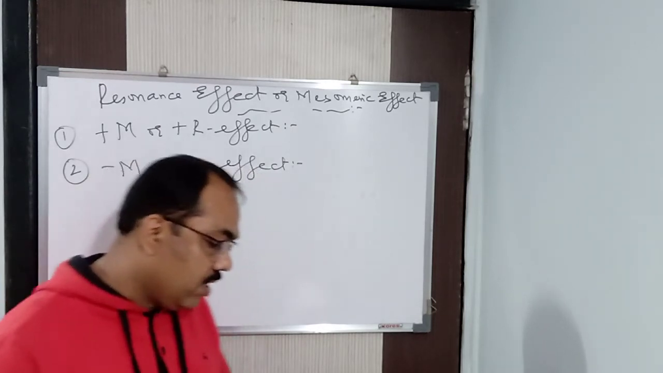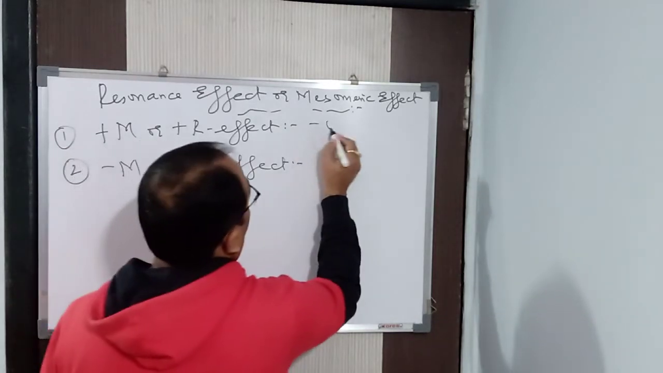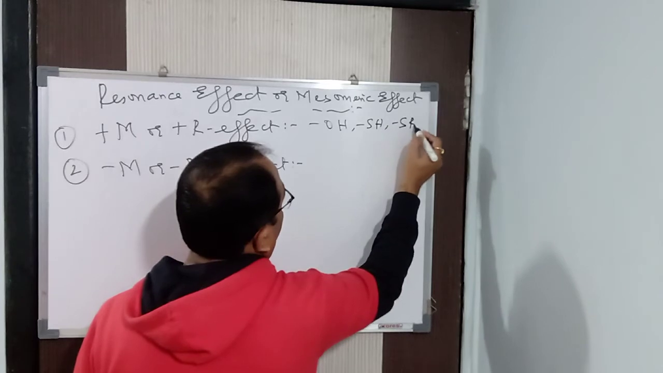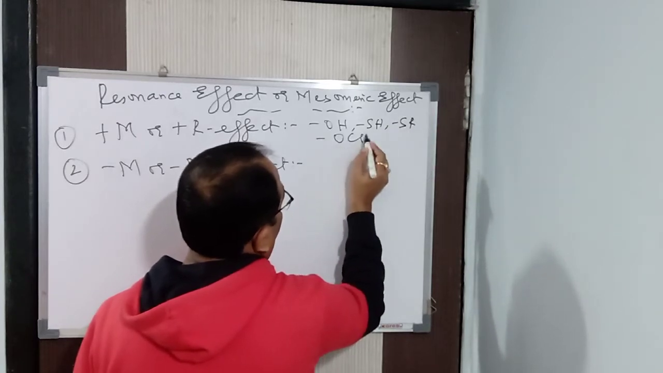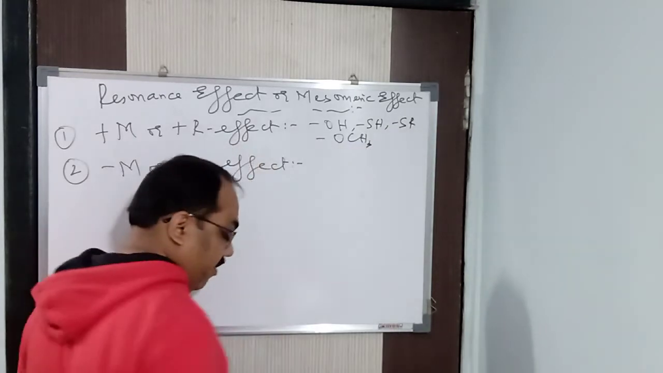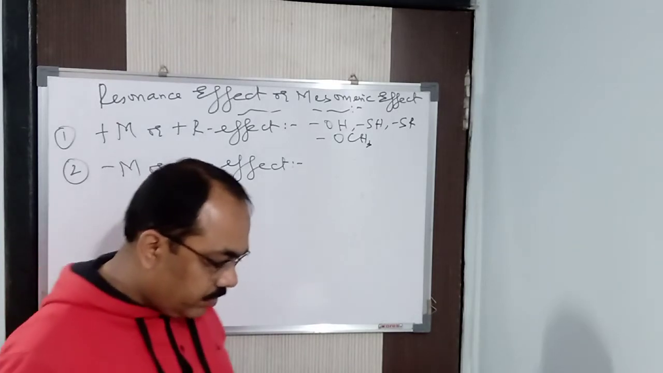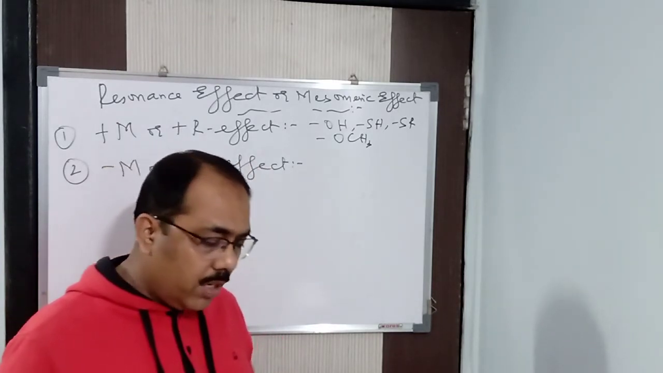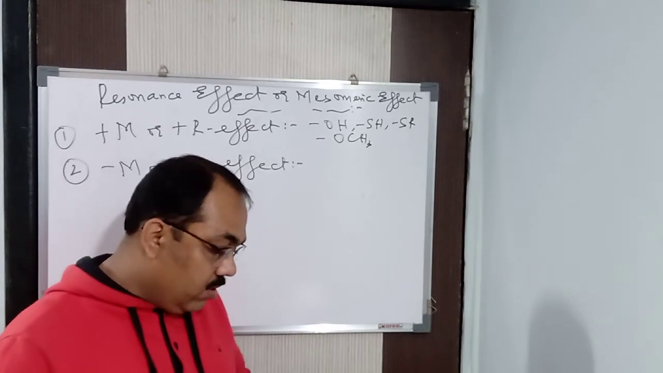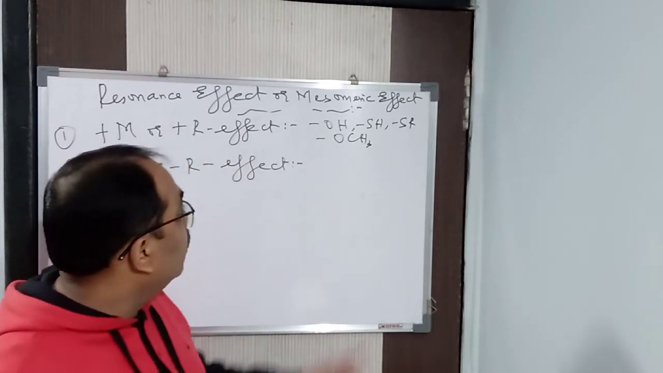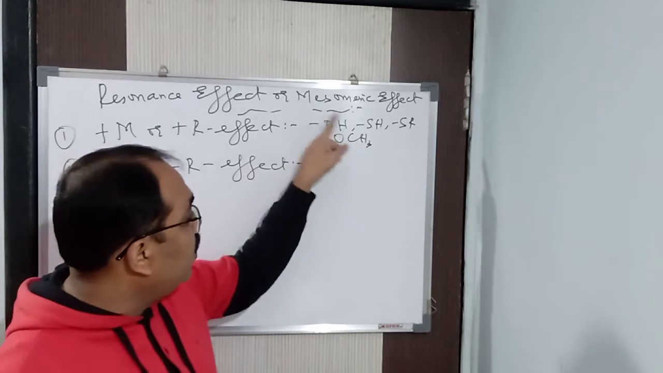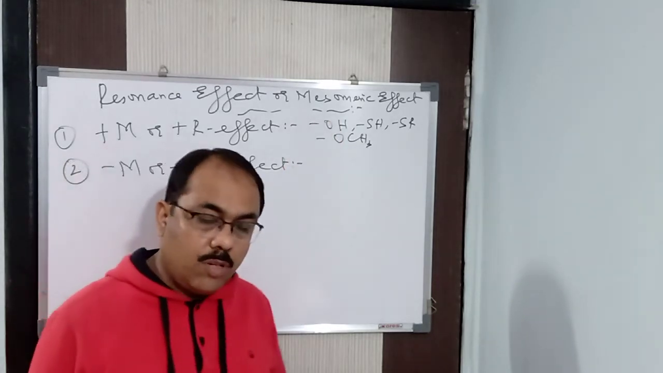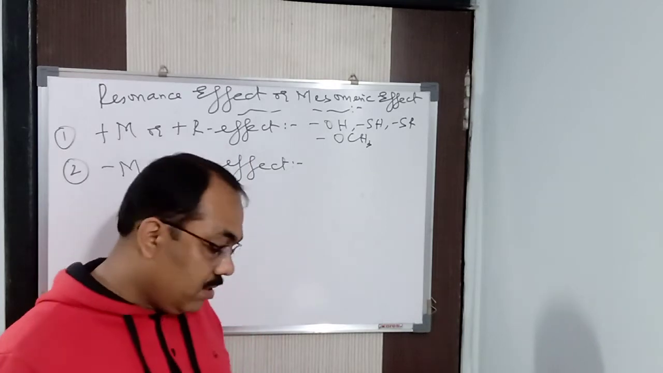So which groups are they? It can be OH group, SH group, SR group, got it? It can be OCH3 group, etc. We can have Cl group, Br group, I group, NR2 group, single bond NR2. In this way we can have so many, that come under plus R or plus M effect. These groups donate electrons to the pi bond, or to a multiple bond, or a conjugated pi system.